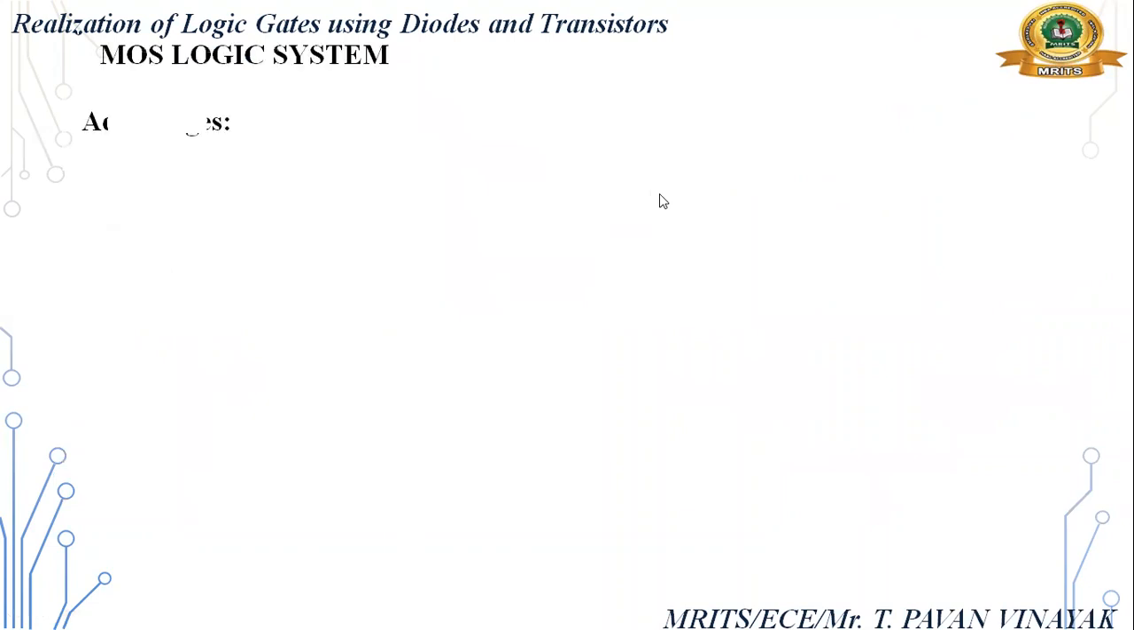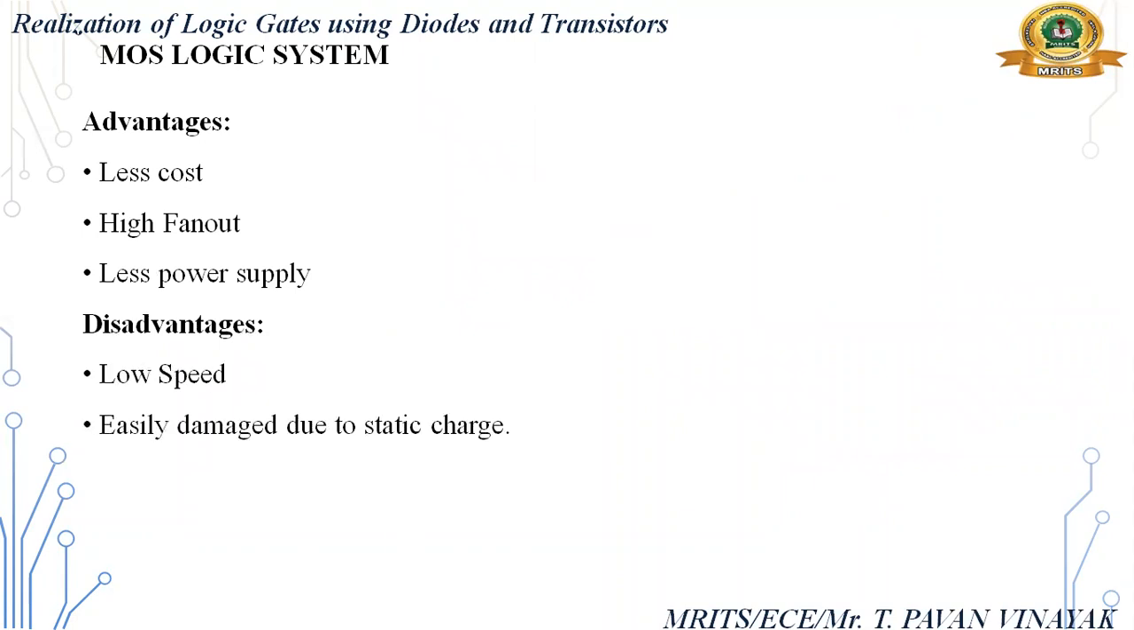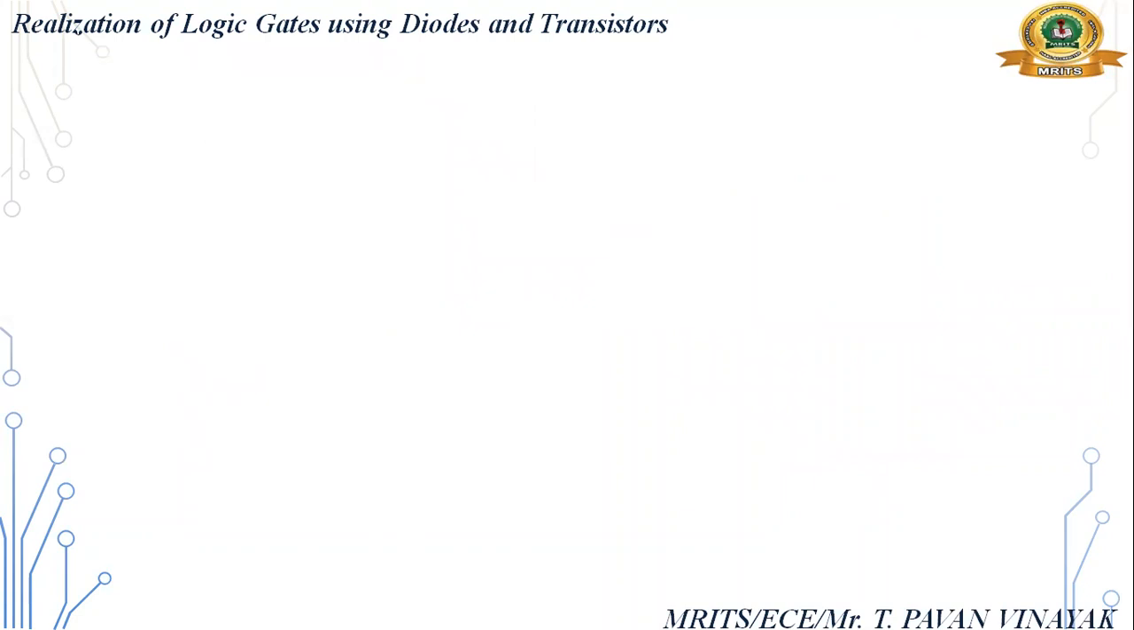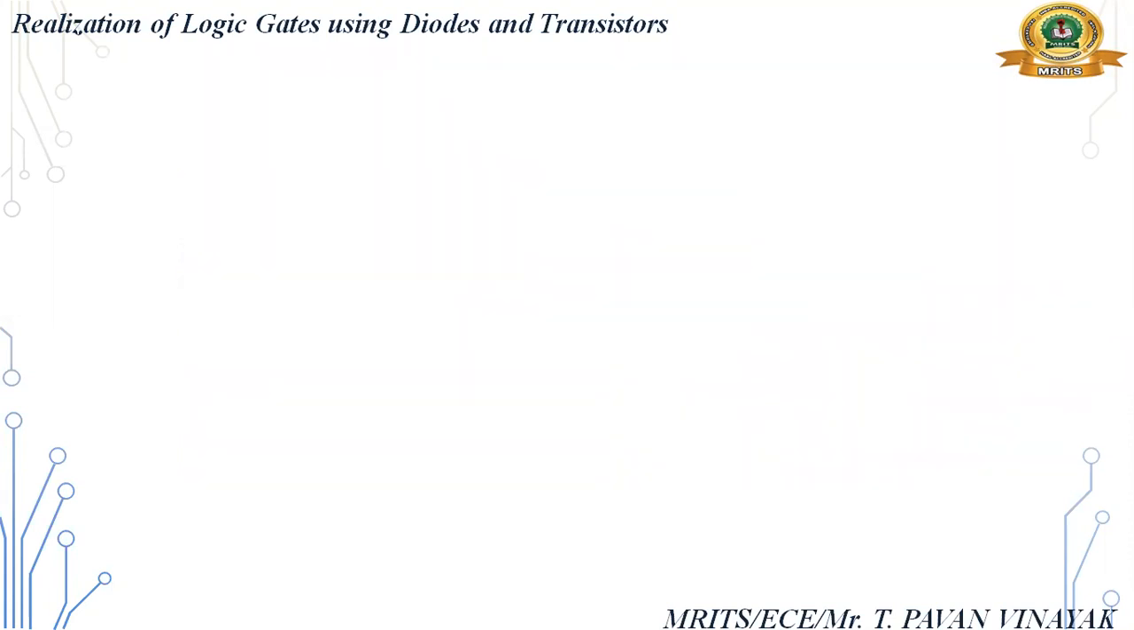So advantages of PMOS are less cost, high fan out, and less power supply required. Disadvantages are low speed and being easily damaged due to static charge. Specifications, for NMOS or PMOS, mostly we follow the NAND gate only. Fan out is 20. Propagation delay is 60 nanoseconds, very slow. Power dissipation is 0.2 to 10 milliwatts. Figure of merit is 70.7. Noise immunity is good.